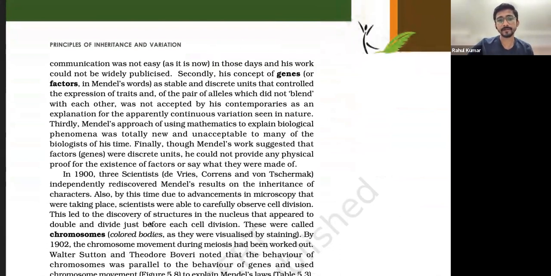But then, around 1900, the three scientists that we talked about, Hugo de Vries, Carl Correns, and von Tschermak, independently rediscovered it. And by that time, microscopes were a common thing. People were observing cells under the microscope, and they already had some idea now about chromosomes.